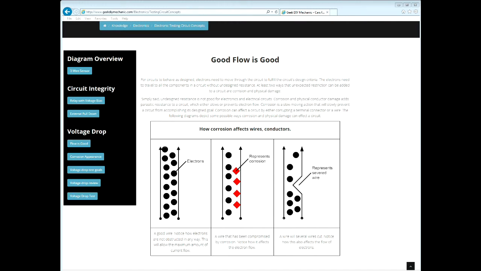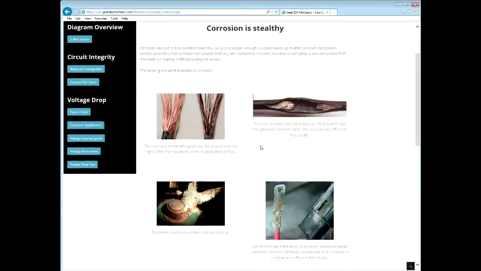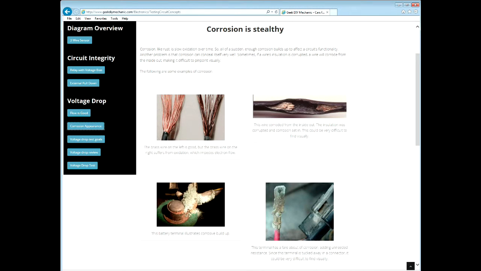Let's see what corrosion looks like. Let's navigate to the corrosion appearance. The left image shows two brass wires. The left wire is nice and clean and highly conductive, whereas the right wire is suffering from oxidation, limiting electron flow. This is because electrons actually flow on the outside of the wire strand. The right image shows what can happen to a wire if the insulation has been compromised, allowing oxidation to occur from the inside out. In this case, it was so bad it actually ate away some of the conductor.